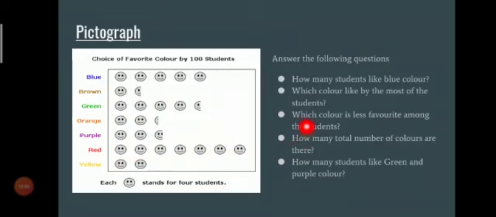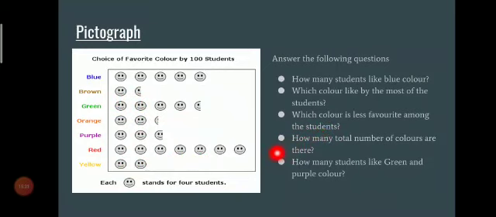After that, which color is least favorite among the students? Okay. Look at here. Where are the fewest smileys? I think yellow color has 2 complete smileys, but brown color has 1 complete and 1 half. It means brown color is the least favorite color of the students.